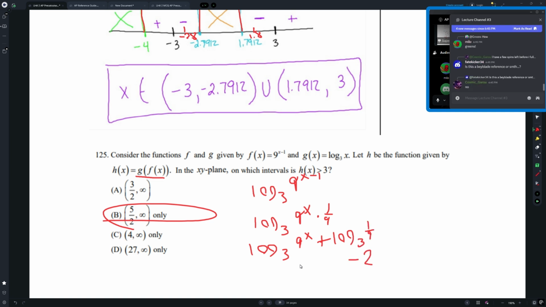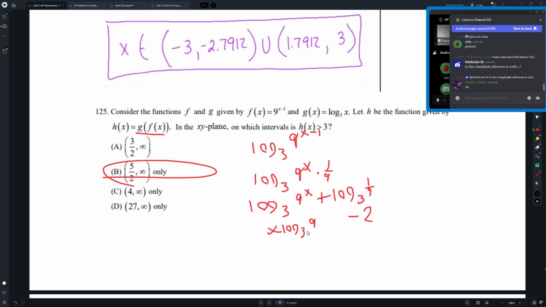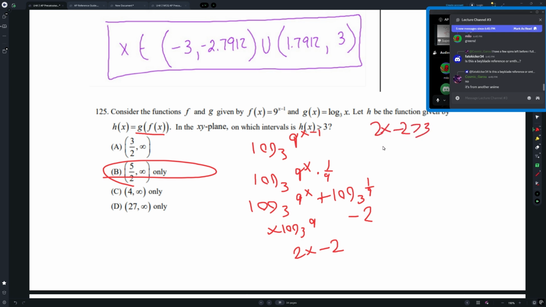This is going to be negative 2. This will be x log base 3 of 9. Log base 3 of 9 will be 2x minus 2. Yeah, okay. 2x minus 2 is greater than 3. 2x is greater than 5. X has to be greater than 5 over 2. And that's B.